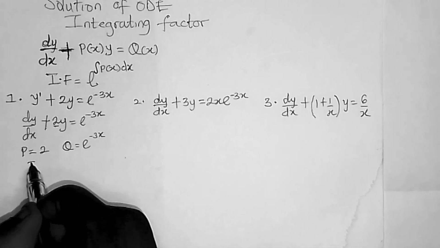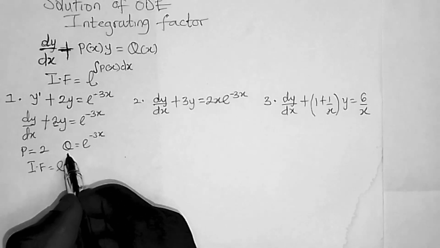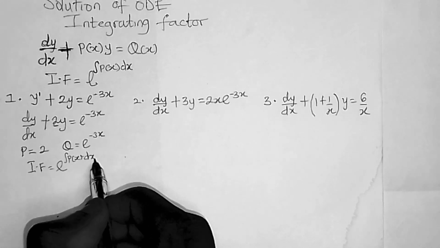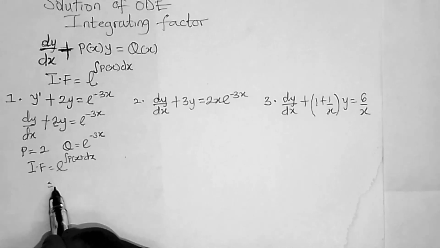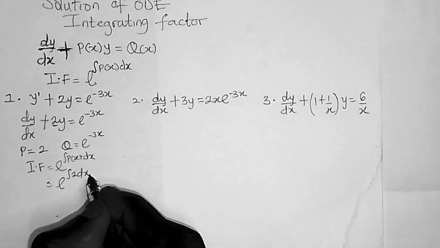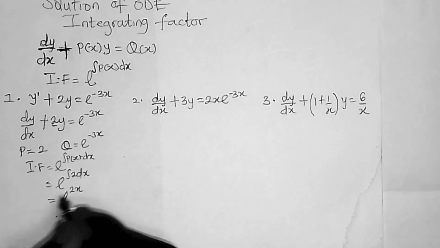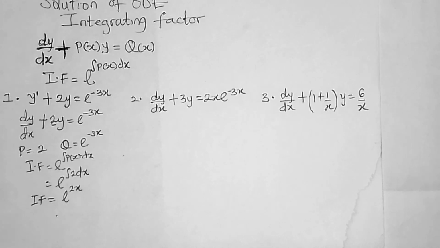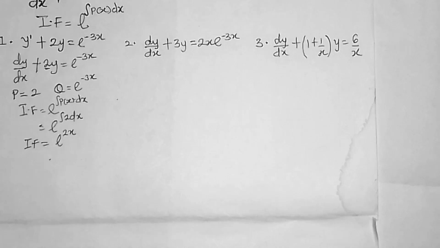What is your integrating factor? Your integrating factor is exponential of the integral of p of x dx. So what would that be? That would be exponential of the integral of 2 dx. And if you integrate 2 dx, you are going to have 2x. So that means your integrating factor is exponential 2x. If your integrating factor is exponential 2x, what is the next thing you need to do?